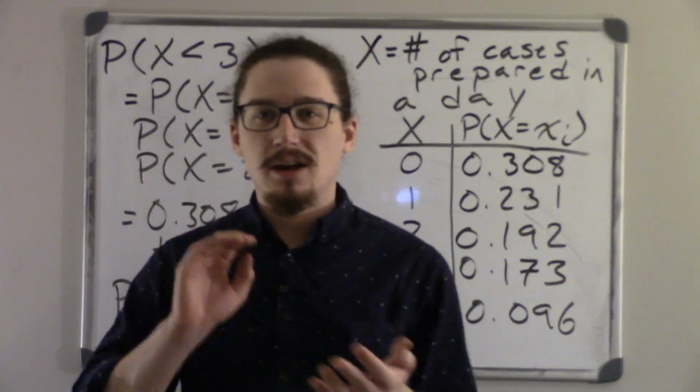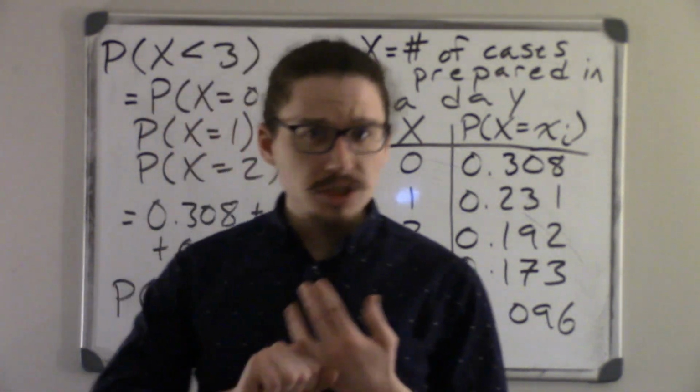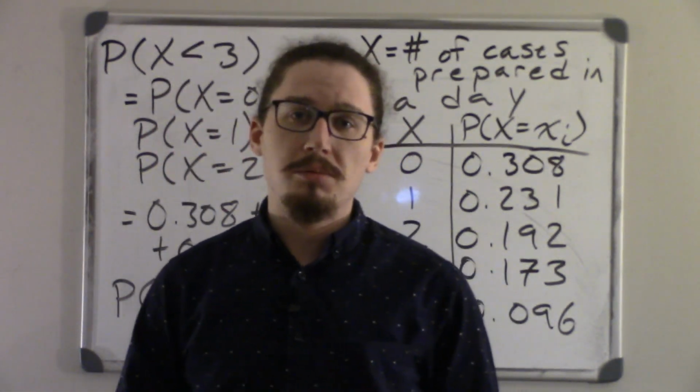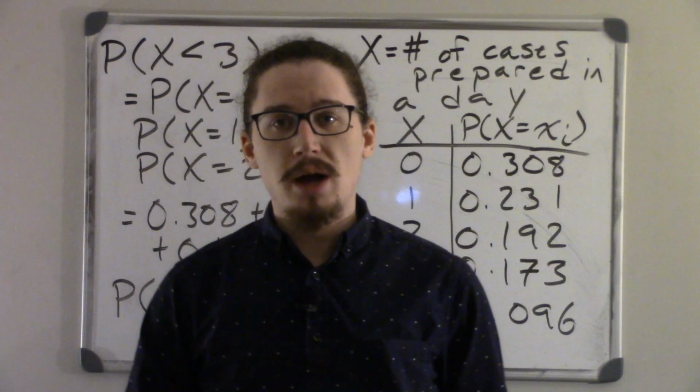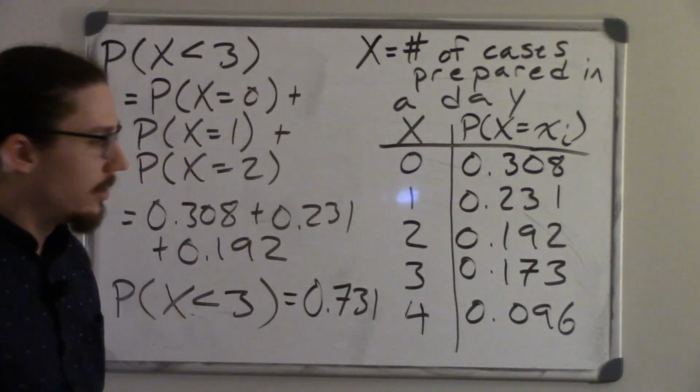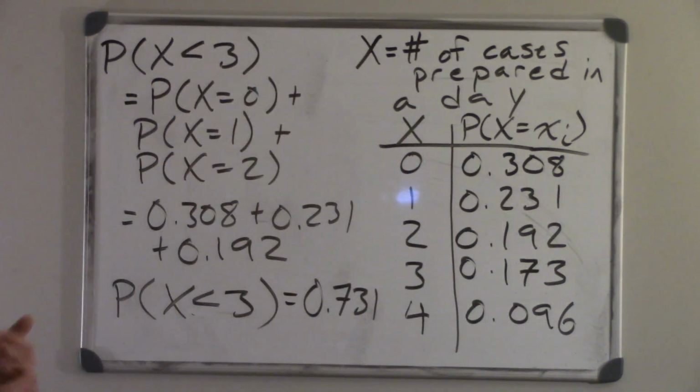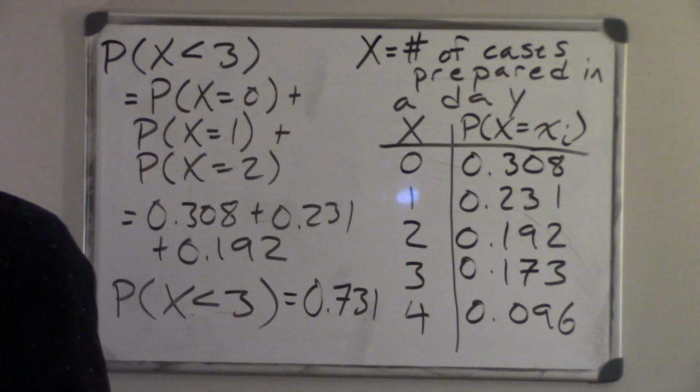But that is finally everything. So again, we looked at what a discrete probability distribution is, looked at those properties, then looked at an example and ran through those properties and looked at them in a little bit more detail.